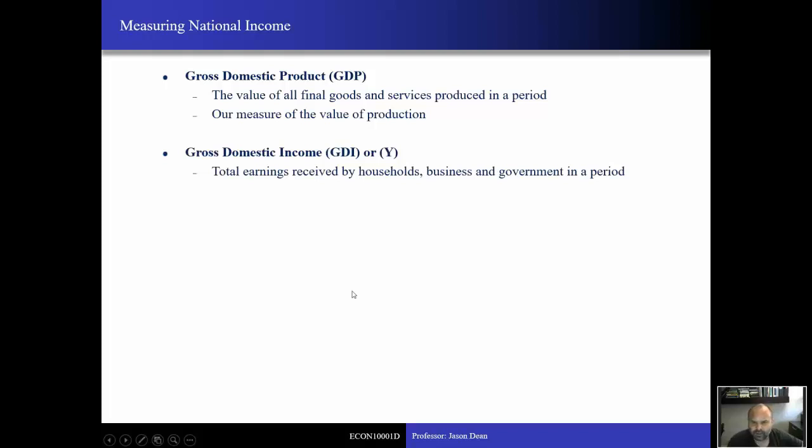We could also look at gross domestic income. That would be the total earnings received by all households, businesses, and government in a certain period. We usually look at the gross domestic product measure.